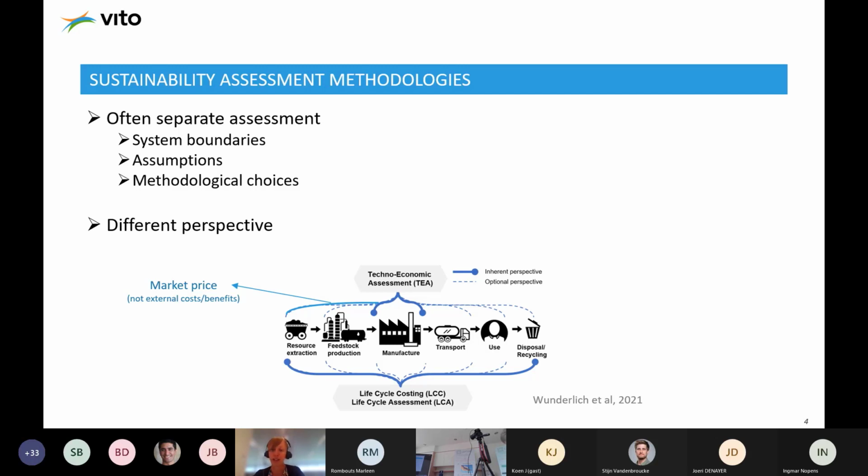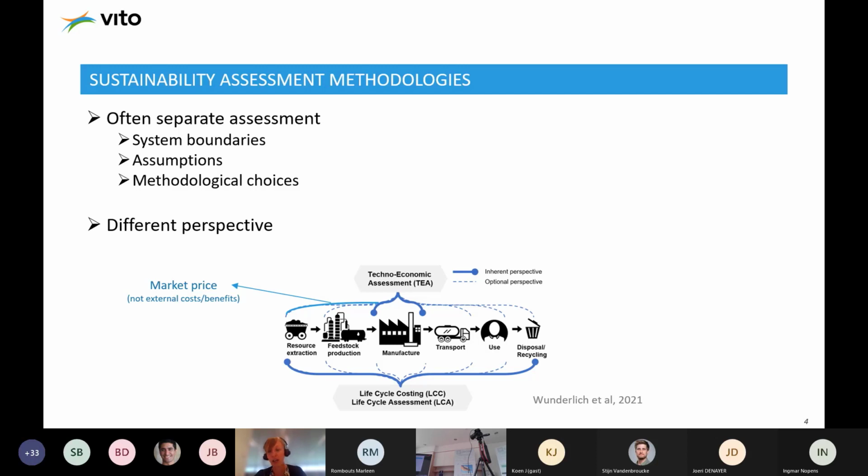Even for people working on sustainability assessments, it's often very hard to compare results. And having them separately, really comparing from an environmental versus an economic perspective, what is now interesting? Also looking at the figure, you see, I will try to have my pointer, you see that the inherent perspective of, for example, a techno-economic assessment versus typical life cycle costing or life cycle assessment is different. This also has to do with the goal of these assessments.